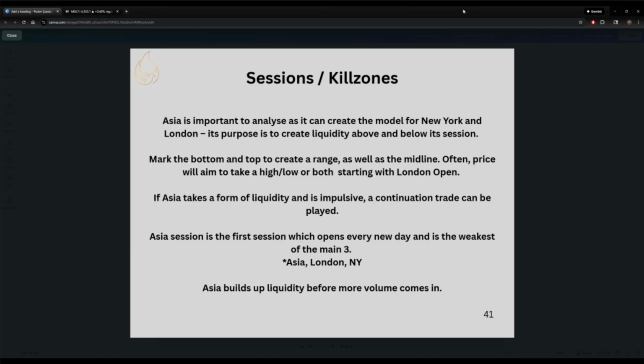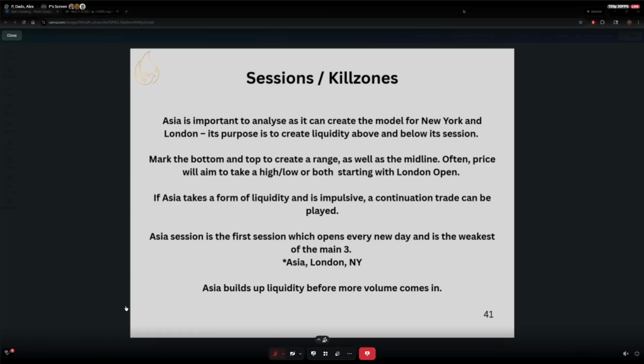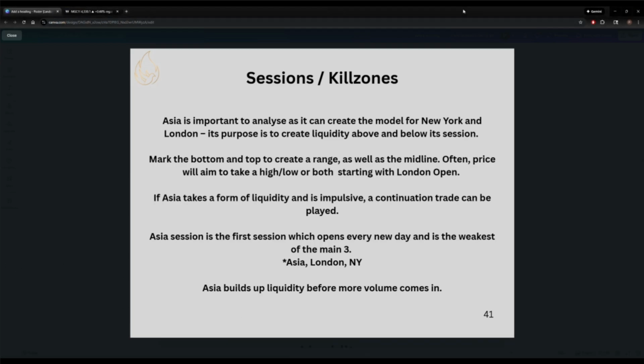If Asia takes a form of liquidity and is impulsive, a continuation trade can be played. So the general rule of thumb is that we wait for Asia highs and lows to be swept during London or New York. But let's say Asia took a previous daily low or previous daily high. Then we may not sweep Asia highs and lows; we may just continue off that. I'll show you a different example. So basically, what we are waiting for in London and New York might even happen already in Asia. Exactly.